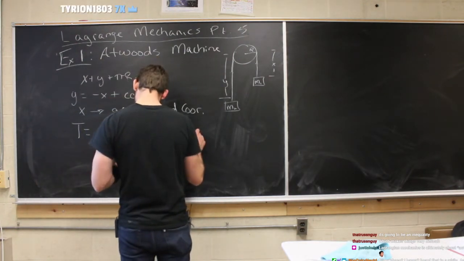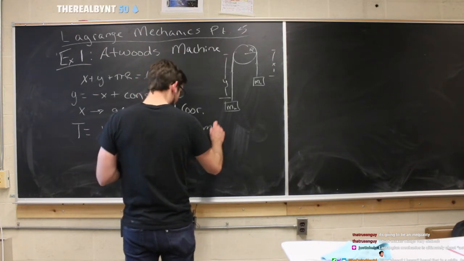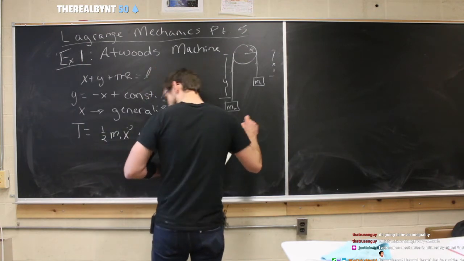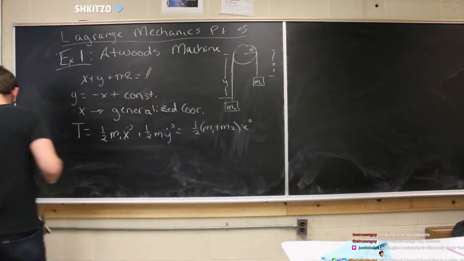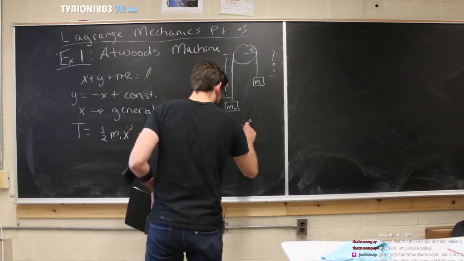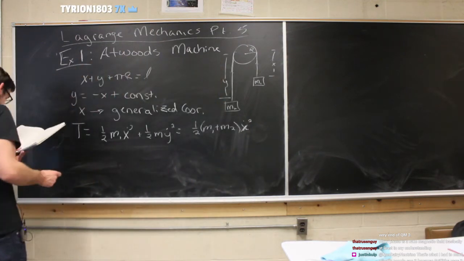So this actually turns into 1/2 (m1 + m2) times x dot squared. Okay, so there we go. Now we have the kinetic energy in terms of just x. So then what can we do with the potential energy?